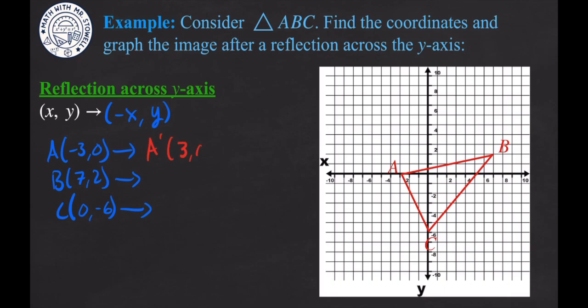So A prime is going to end up being (3, 0), because the x value changes from being negative to being positive, and if it was positive, it would change to be negative. B prime will end up being (-7, 2), and C prime is going to be (0, -6), because 0 is neither positive nor negative. Now let's graph this. Notice with this figure that C and C prime are the same point. So notice that if it's on the line of reflection, it does not move. Also notice that A is the same distance to the y-axis as A prime, and B is the same distance as B prime.